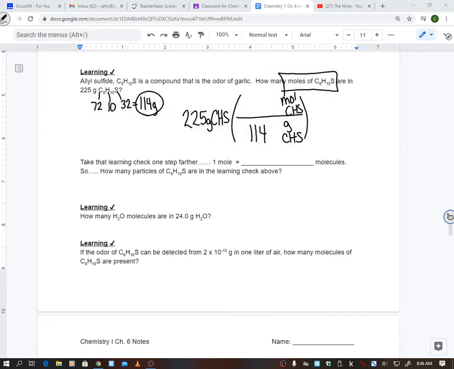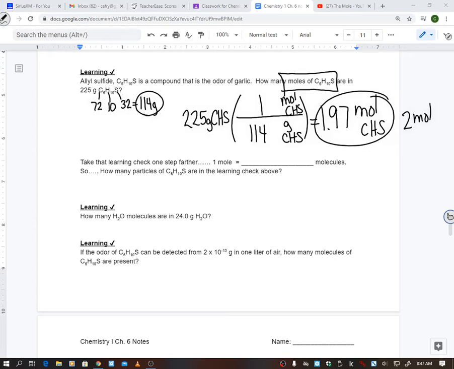So 114 grams in 1 mole. So this tells me I'm going to divide. I'm going to take 225 divided by 114, which is 1.97 moles of C6H10S. Now, you could have rounded and just said 2 moles. I am not picky on rounding. I don't care, guys. I just want to make sure you're doing the math right and that it's all set up correctly.